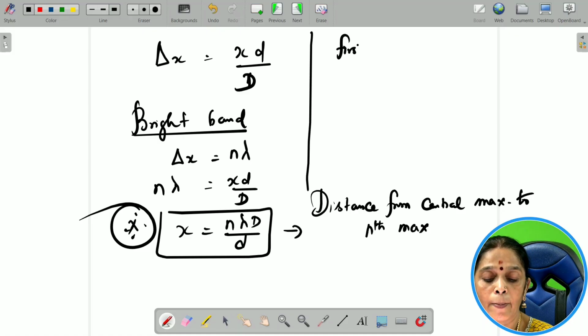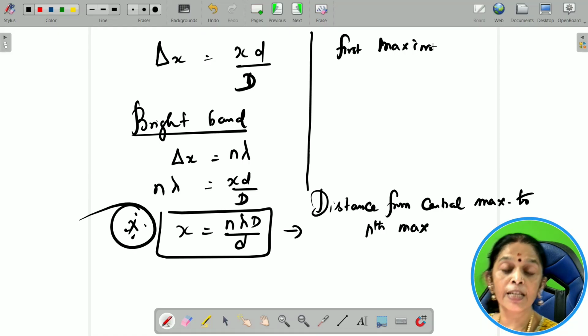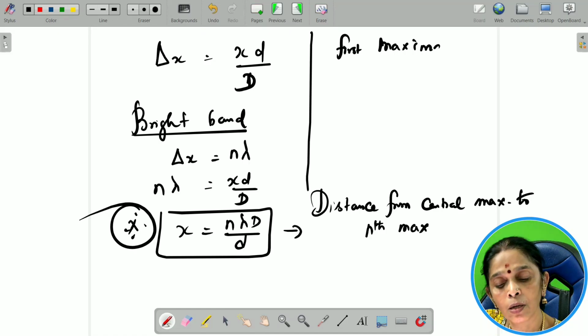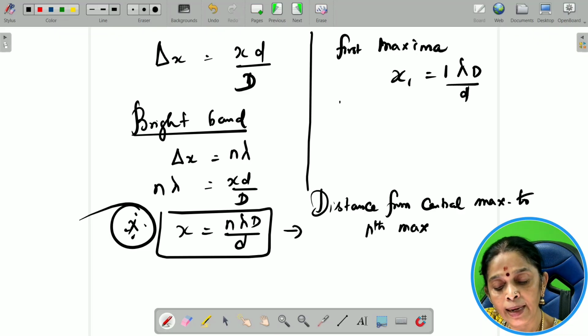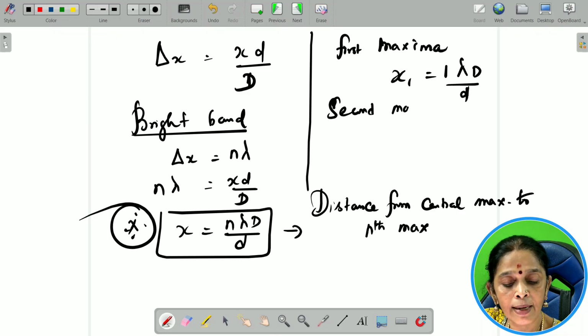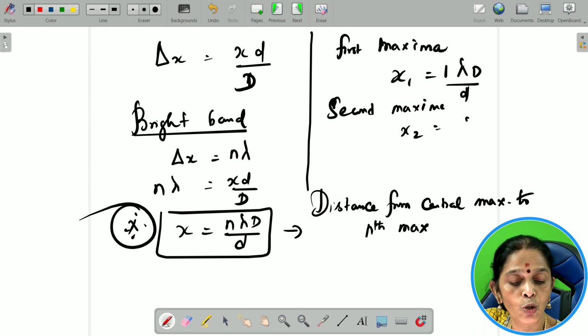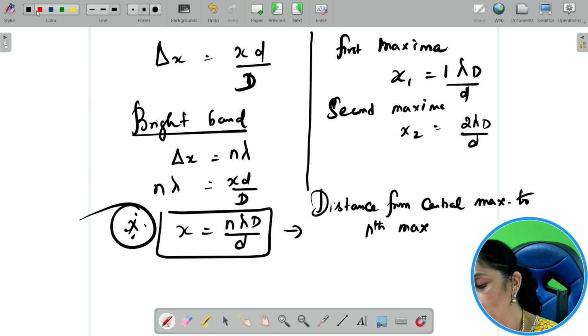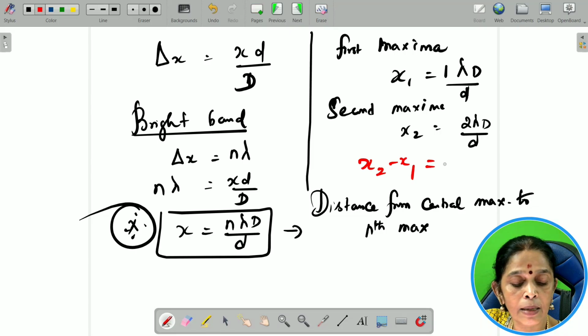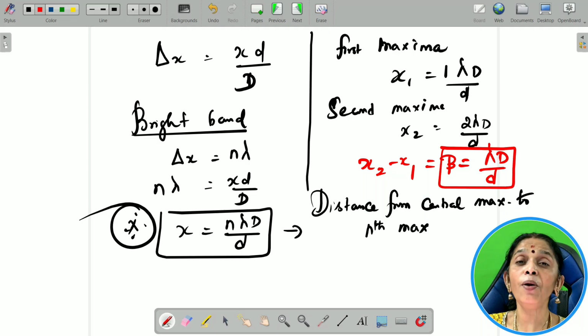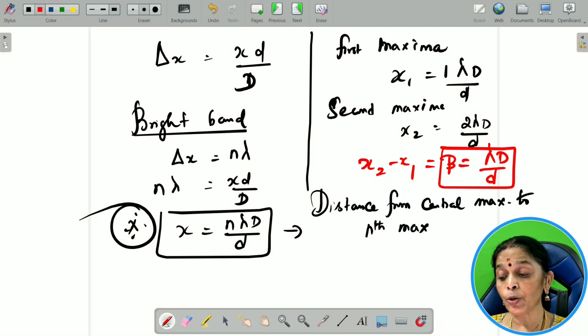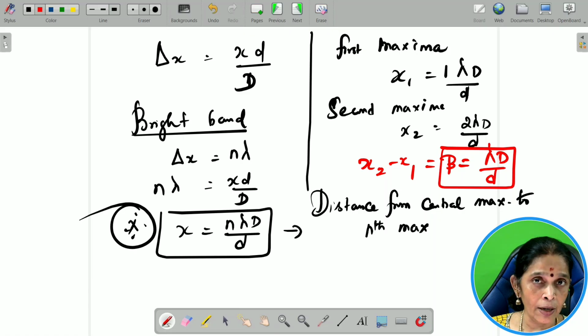Now I'll take the first maxima. Distance from the central maxima to the first maxima is x1 equals 1 into lambda capital D by small d. Next, for the second maxima, x2 is equal to 2 lambda capital D by small d. So what is x2 minus x1? That is nothing but the fringe width beta, equal to lambda capital D by small d. So from this, what did you understand? The distance between consecutive bright bands or consecutive dark bands is called the fringe width.